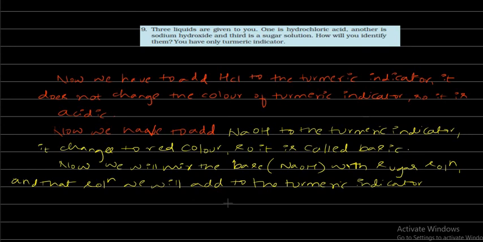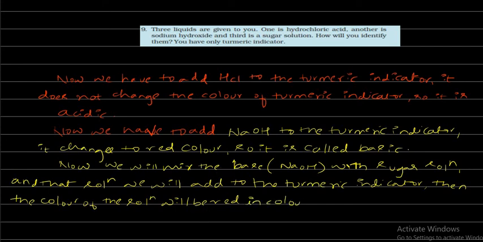Turmeric indicator: when you add it to the solution, the color of the solution will be red. Why? Because when a base is reacted with the sugar solution, it results in a basic nature. Okay, so it will be red in color.